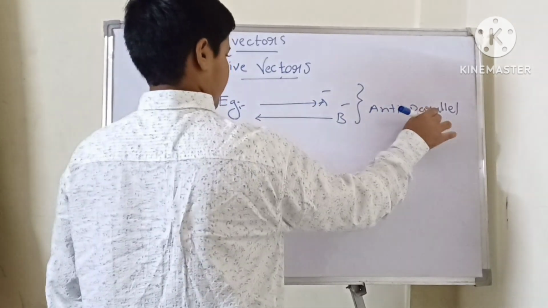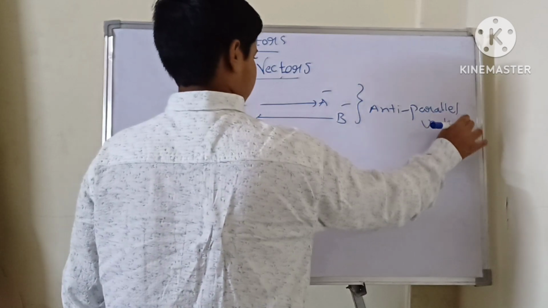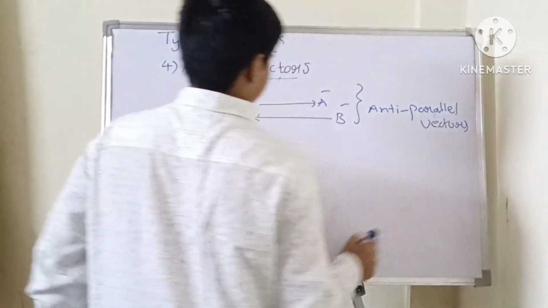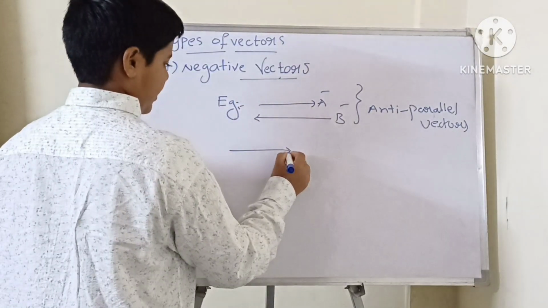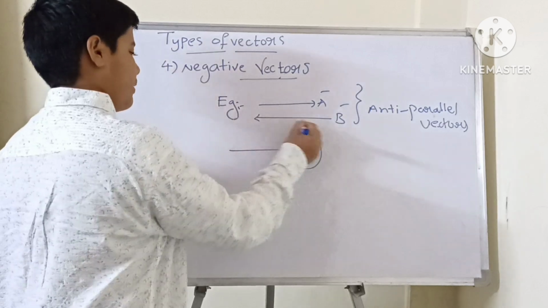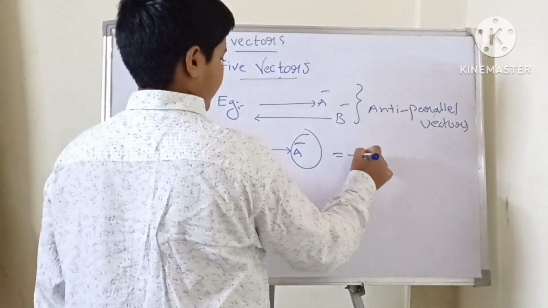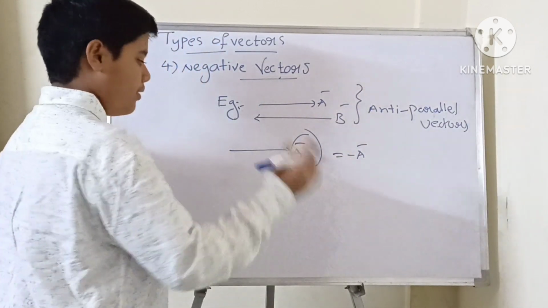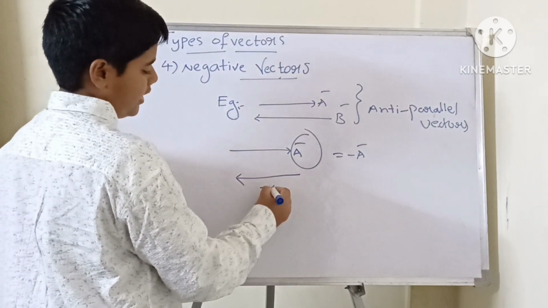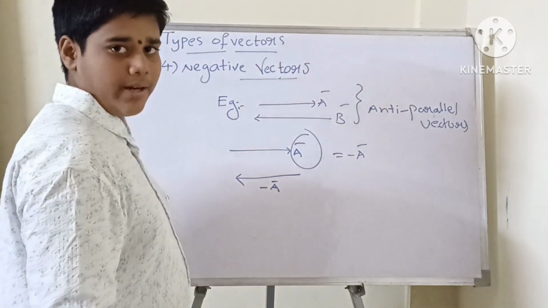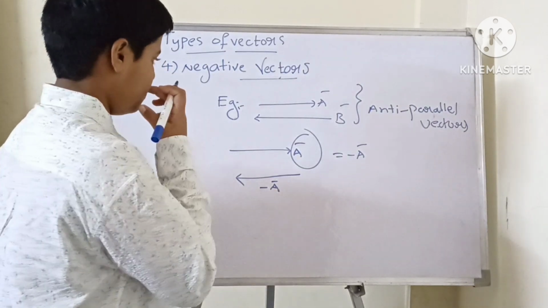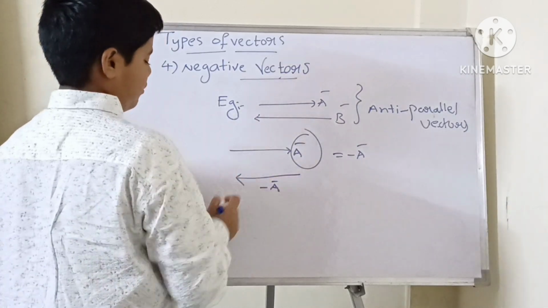Anti-parallel vectors. So here I am taking this as the A bar vector. What is the negative vector of this A bar? We can easily say minus A bar. How will we draw it? In the opposite direction we have to write the negative vector of A bar, minus A bar. Okay. So this is negative vectors.